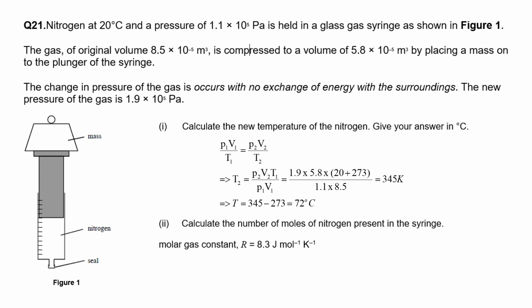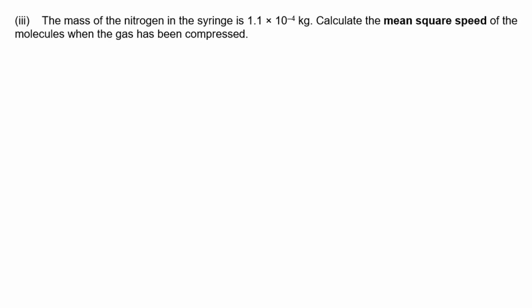So now it wants the number of moles of nitrogen present in the syringe, using R equals 8.3. So PV equals nRT, that's the ideal gas equation. So we'll rearrange it to make n the subject, plug the numbers in. The times 10 to the 5 and the times 10 to the minus 5 cancel each other out, which is why they're not there. Temperature again in Kelvin there. So I used the initial state. You could have used the final state and you'd have got the same answer. So the mass of the nitrogen in the syringe is 1.1 times 10 to the minus 4.